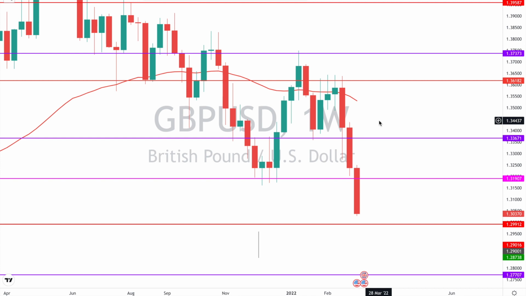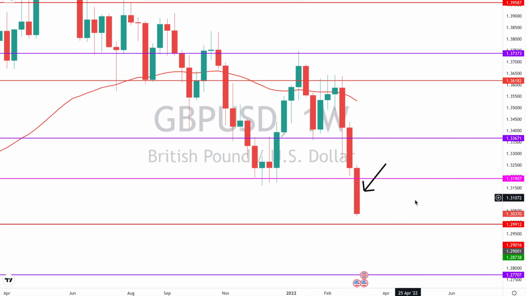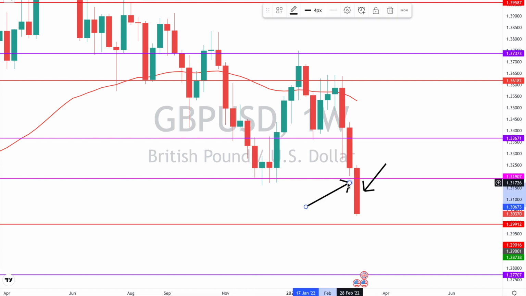So here's pound dollar weekly time frame, and as you can see, pound dollar is in a heavy downtrend at the moment, as can be evidenced by this enormous momentum candle right here. We also have an obvious momentum gain setup on the weekly time frame, telling us about a strong bearish presence. As you can see, the price also broke monthly effective support, telling us about a strong bearish bias as well.